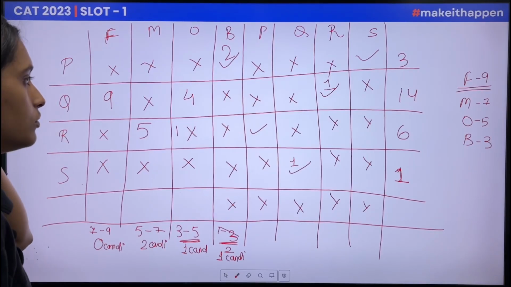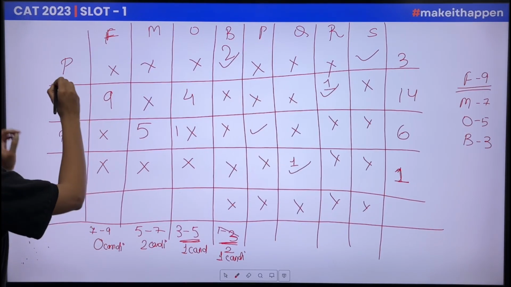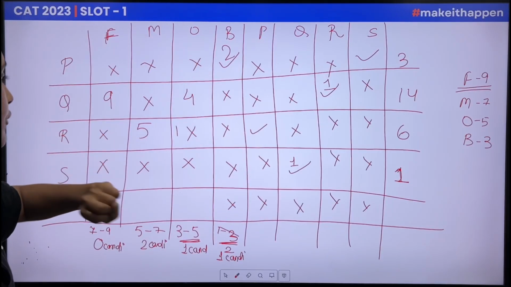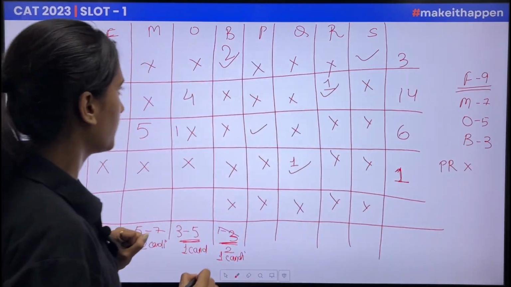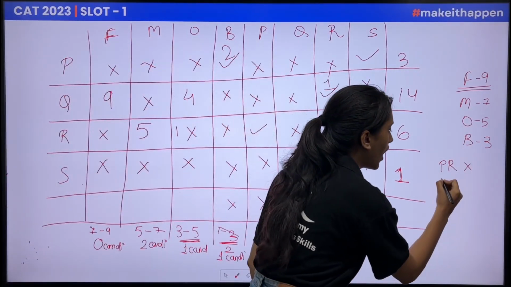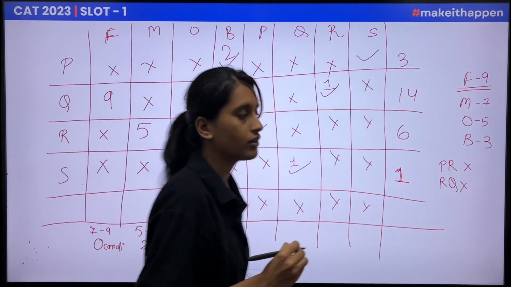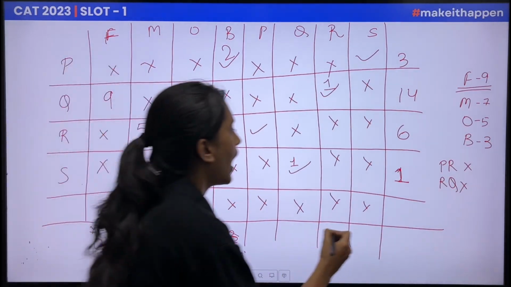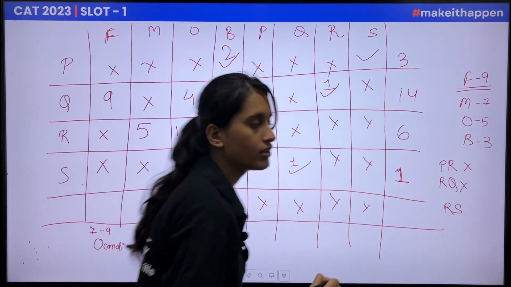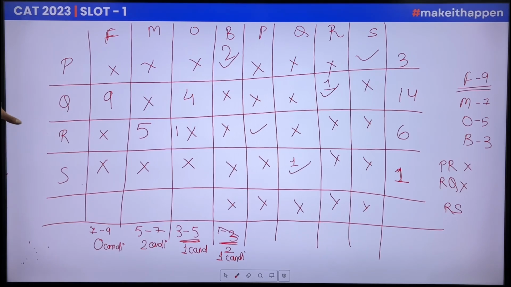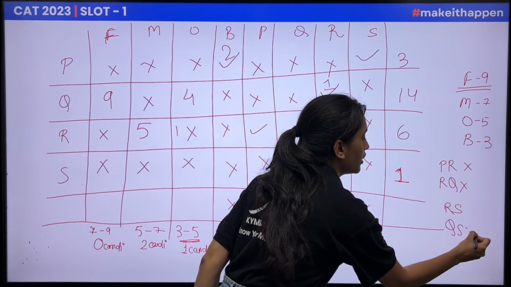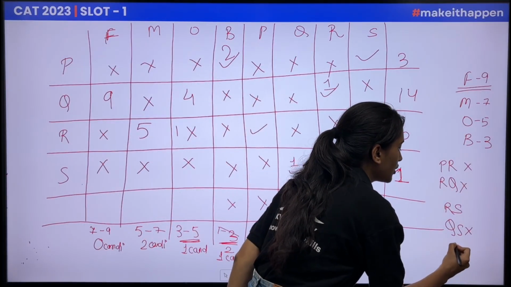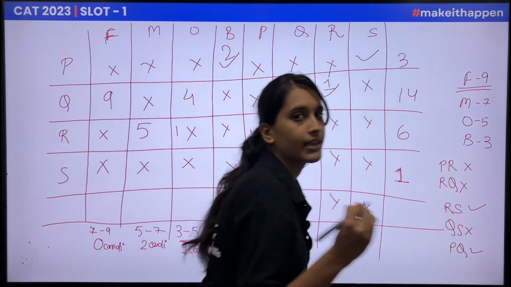Okay. Now, if P voted for R, P and R cannot be together. Okay. If R voted for Q, R and Q cannot be together. Okay. So that means R and S can be together. Okay. Now, if Q voted for S, Q and S also cannot be together. This means P and Q and R and S can make a pair.